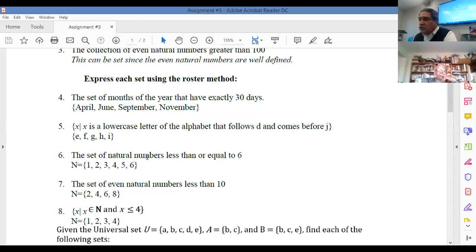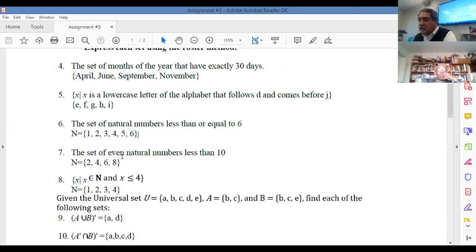The set of natural numbers less than or equal to 6. Again, the roster form, N for the natural numbers, equal to, we put these braces, less than or equal to 6. So I must include 6 because it says equal to 6. 1, 2, 3, 4, 5, and 6.